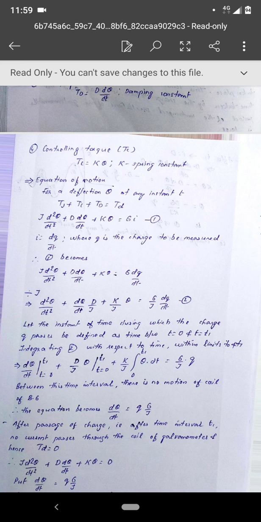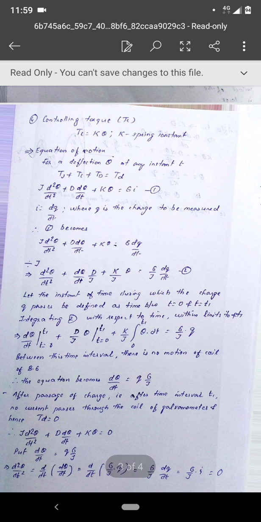And then we have to make that differential equation proper, by making the coefficient of d square theta by dt square equal to 1. So what is the coefficient of d square theta by dt square? That is J. So we divide throughout by J, and that is what is happening in equation number 2.